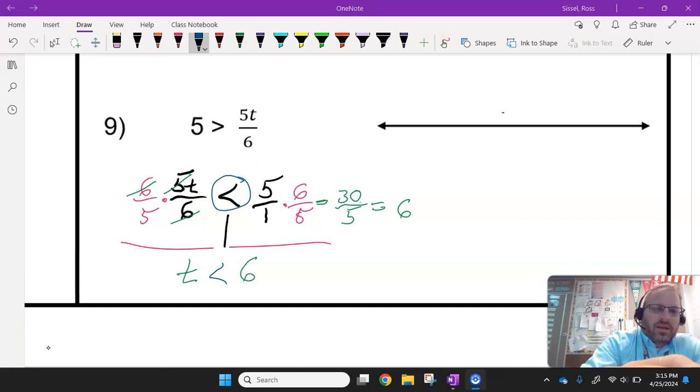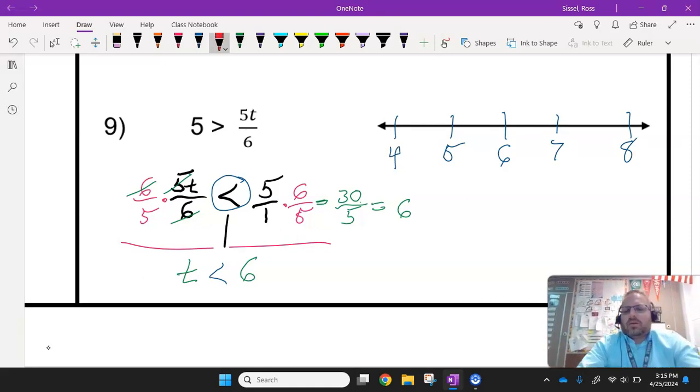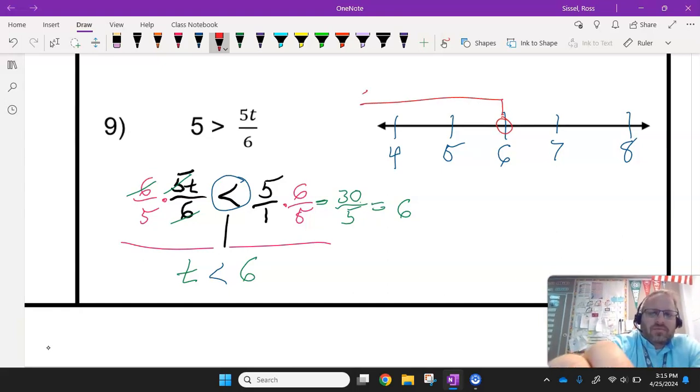If we go ahead and graph, I'm going to use the number 6, and I'm just going to go by ones again. T is less than. Less than is only an open circle. And I need a number less than 6. Numbers left of that are less. So I graph left. Alright, that is it.